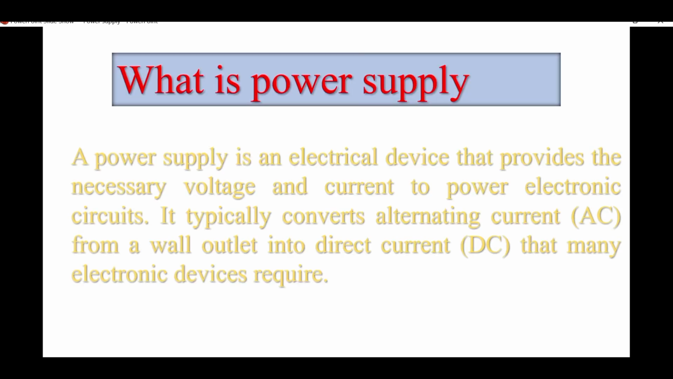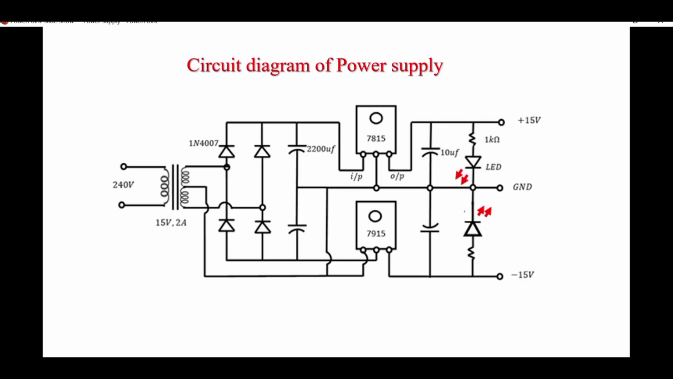Power supply is an electrical device that provides the necessary voltage and current to power electrical circuits. That means it gives power to the electrical components or circuits. It converts alternating current into direct current. Here is the circuit diagram of the power supply. It has a bridge rectifier, voltage regulators, capacitor, LED, resistor, diodes, everything.